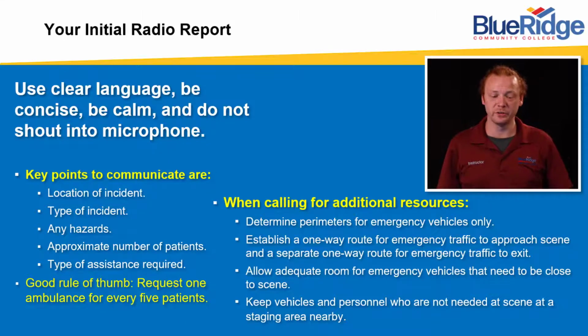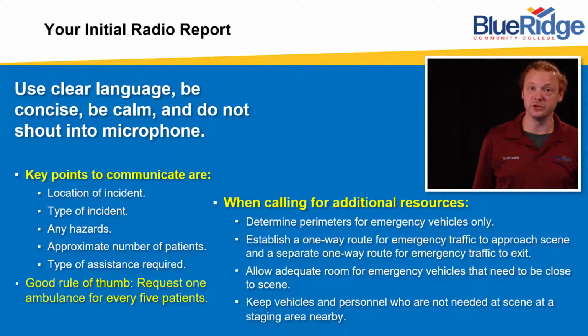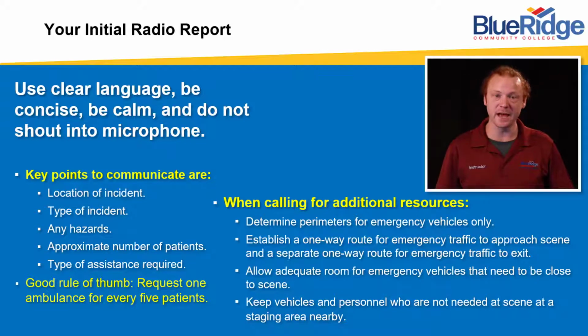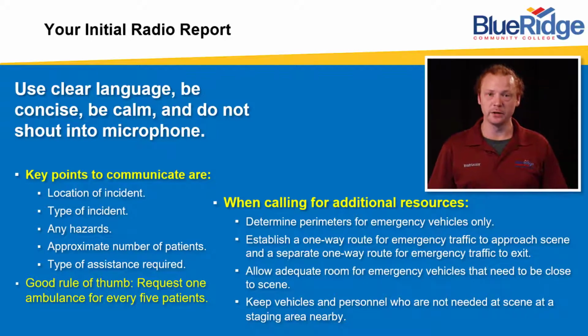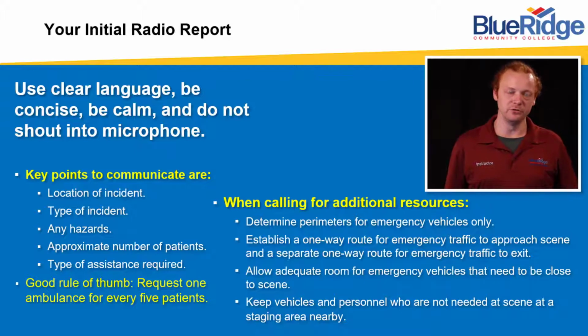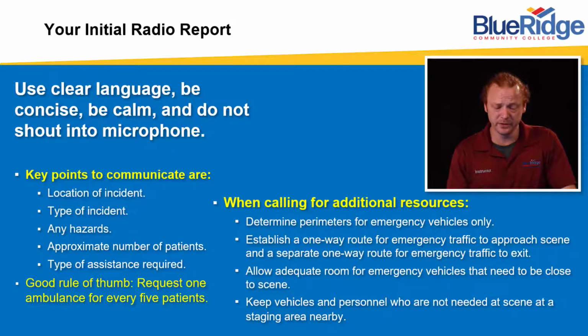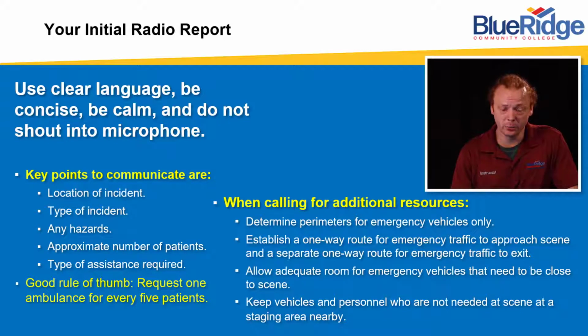Key points to communicate include location of the incident, type of incident, any hazards, appropriate or approximate number of patients, and the type of assistance required. Basically, you are trying to literally describe what you see in front of you. Be as specific with your requests as possible. A good rule of thumb is request 1 ambulance for every 5 patients. Follow protocols of your department when calling for additional resources, however.